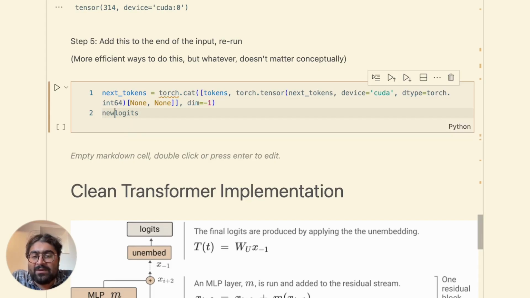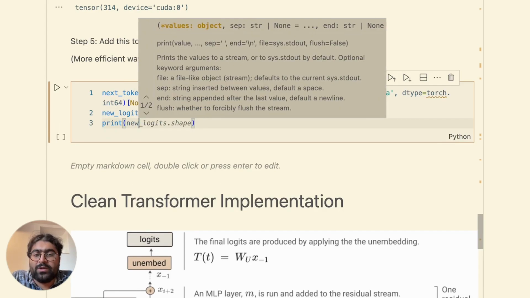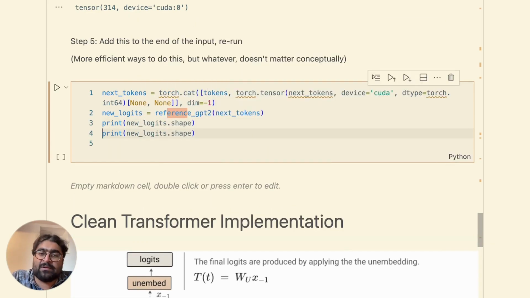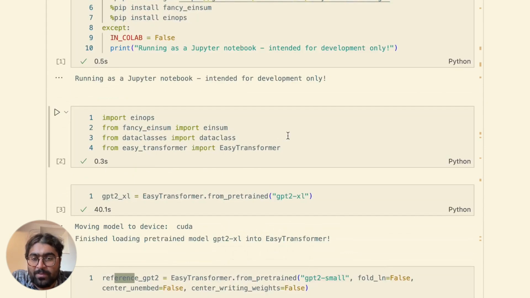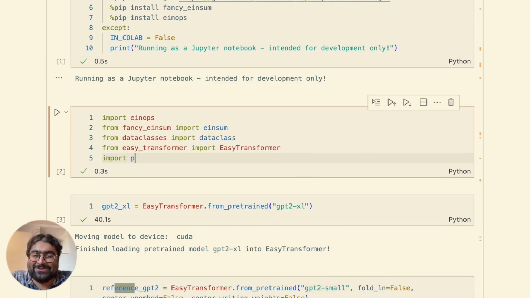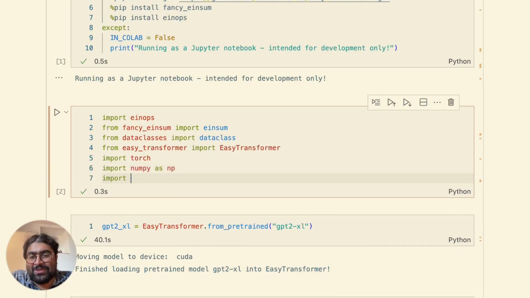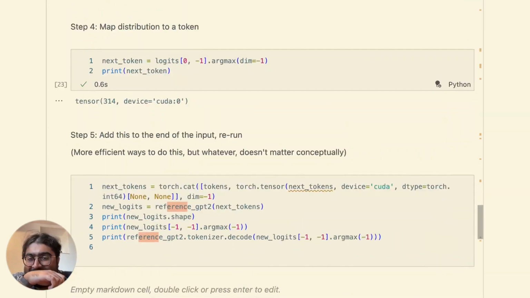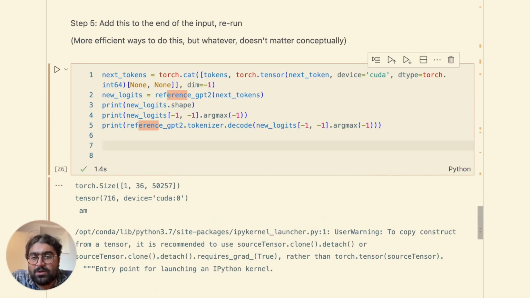And now we can get new logits is the reference model run on the next tokens, and we can print out what the new logit shape is. It's going to be the previous thing plus 1, and we can print out what the final argmax is, and oh yeah, I should import PyTorch. I definitely am going to need PyTorch, and I'm definitely going to need NumPy at some point, and I'm probably going to want the math function at some point as well. So what does this think the next token is? Yeah, now we can decode.